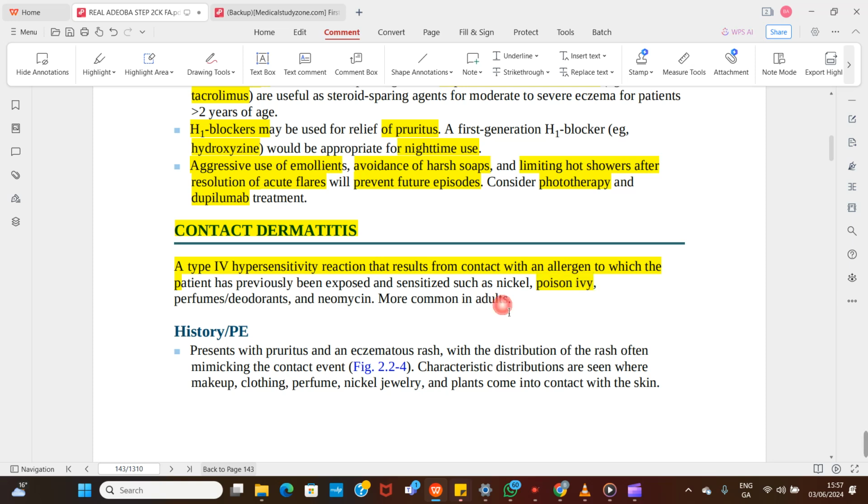So poison ivy, poison oak, poison sumac. All of them are plants, and they contain a resin that we call urushiol. This urushiol is a potential allergen that can stimulate a type 4 hypersensitivity reaction.